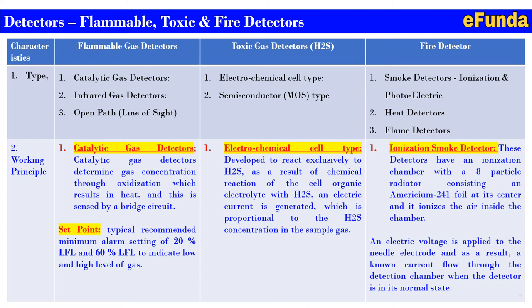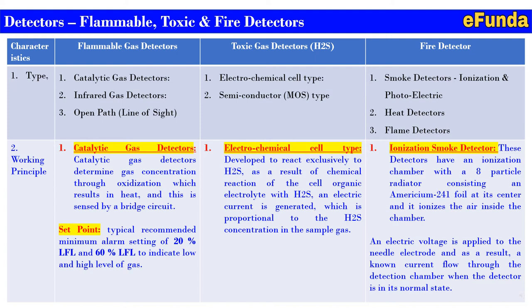Now we will see the working principles for the flammable gas detector. First type is the catalytic gas detector. Catalytic gas detector determines gas concentration through the oxidization, which results in heat, and this is sensed by a bridge circuit. This is how catalytic type gas detector works, and the set points, that is the typically recommended minimum alarm setting, are 20% LFL and 60% LFL to indicate low and high levels of the gas. These set point levels one can correlate with the figure which we have seen in this video, where LEL or LFL or UEL definitions were provided.